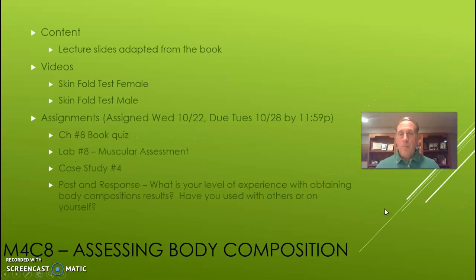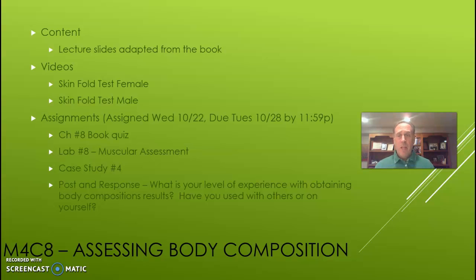Moving on. For Module 4, Chapter 8, we're assessing body composition. The content will be lecture slides adapted from the book. For the videos, you'll have skin fold process for males and skin fold process for females. These are two really good videos that show how to accurately take skin fold, where to take it, how to grab the actual folds themselves, and also how to use the calipers to get a good measurement for skin fold. I find both these videos to be very good and very informative. I urge you to use these and perhaps others from this library that's on YouTube as well.